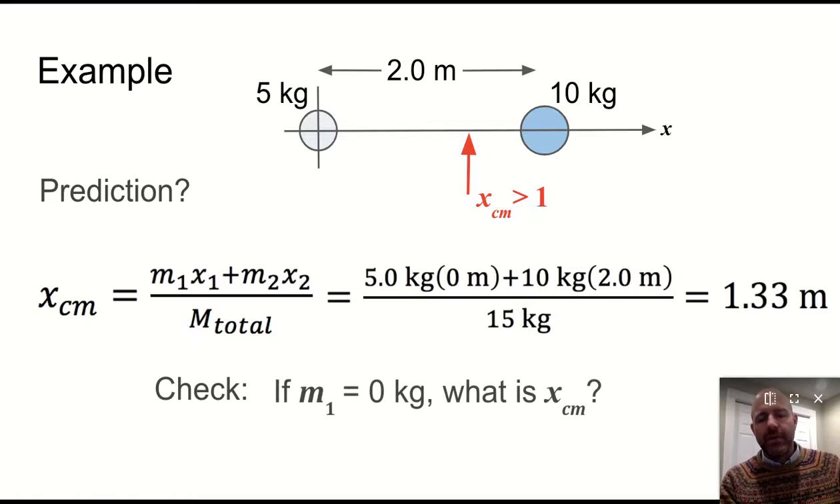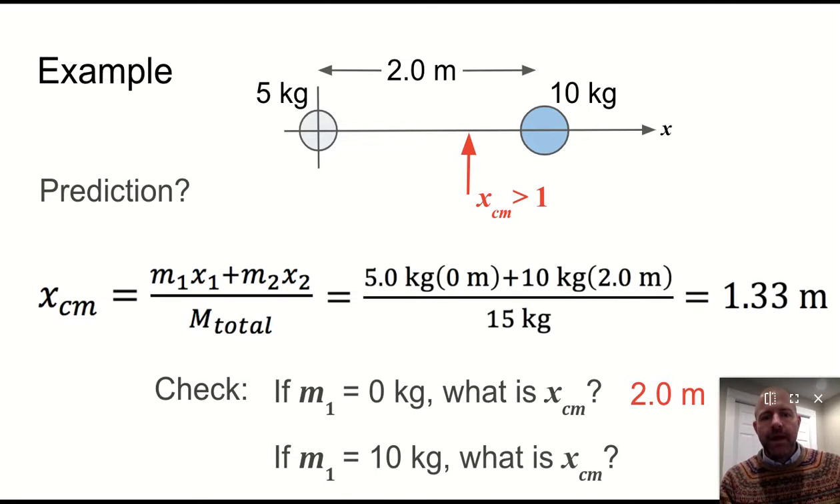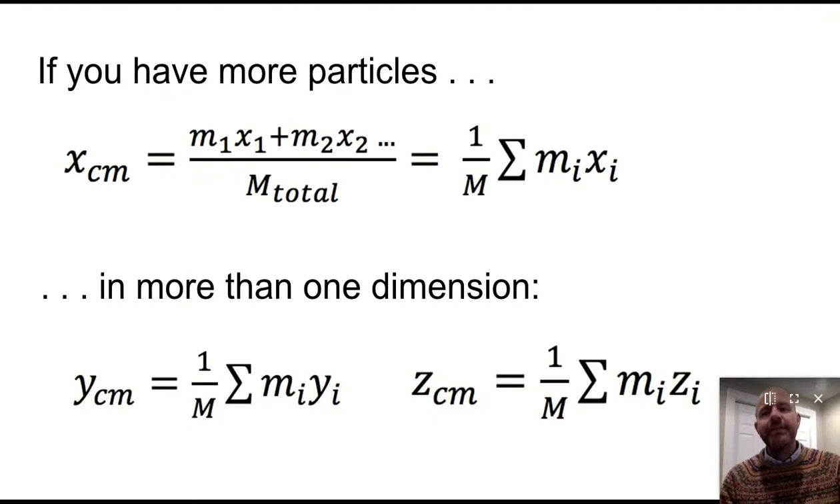If we check, what would happen if mass 1 goes to 0? Well, then the center of mass would be at 2 meters, just inside the 10 kilogram mass. And if mass 1 is 10 kilograms, where would it be? It would be right in the middle because there's an equal or balanced setup. If you have more particles, you just add another term. So generally, it's 1 over the total mass times the sum of m_i x_i. In more than one dimension, you would do the y and the z coordinate if needed.